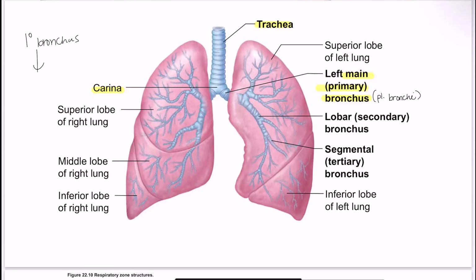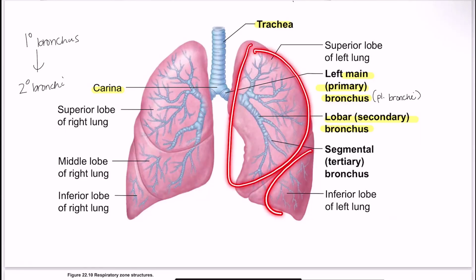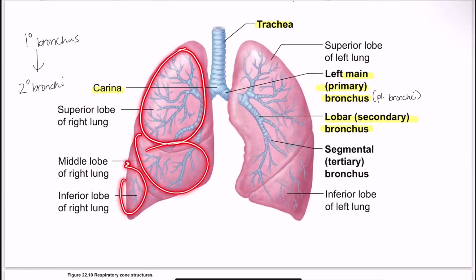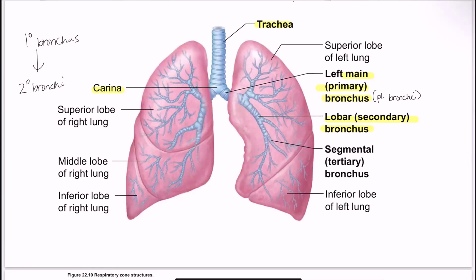And then from there, we have lobar bronchus. That's the next one. We can also call those secondary bronchus. They're called lobar because each of these regions of the lung, you see, there's 2 lobes of the left lung and 3 lobes of the right lung. So all of those lobes, that's why we call it the lobar bronchus.